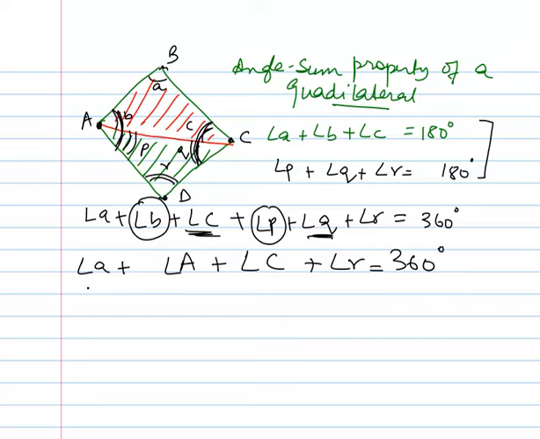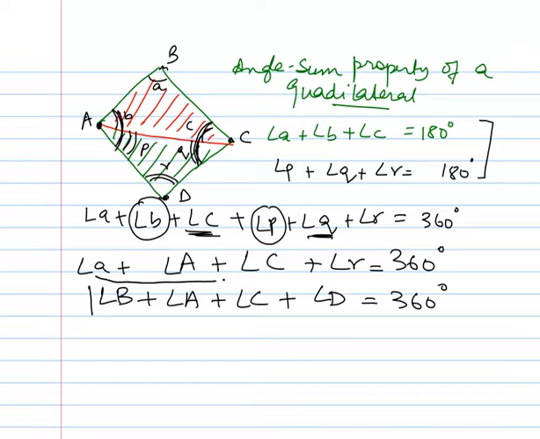angle D. So angle B plus angle A plus angle C plus angle D is equal to 360 degrees. So we have found that the sum of the angles of a quadrilateral is 360 degrees.